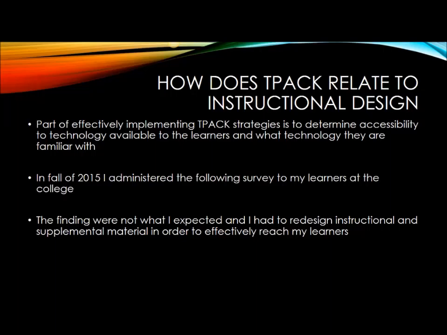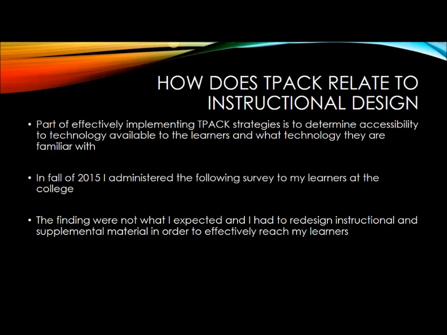How does TPACK relate to instructional design? This is where some of the TPACK methods come into the instructional design process. A major component of effectively implementing TPACK is to determine the accessibility that the learners have to the technologies they will need to use in order to attend the lessons, as well as what technologies they are most familiar with prior to the learning experience.